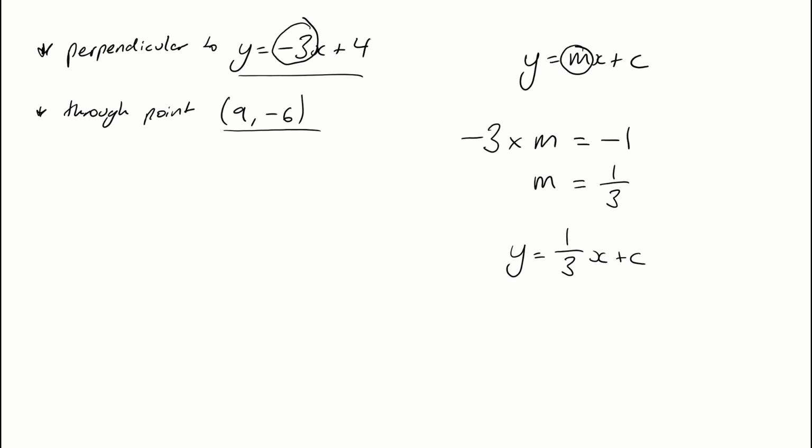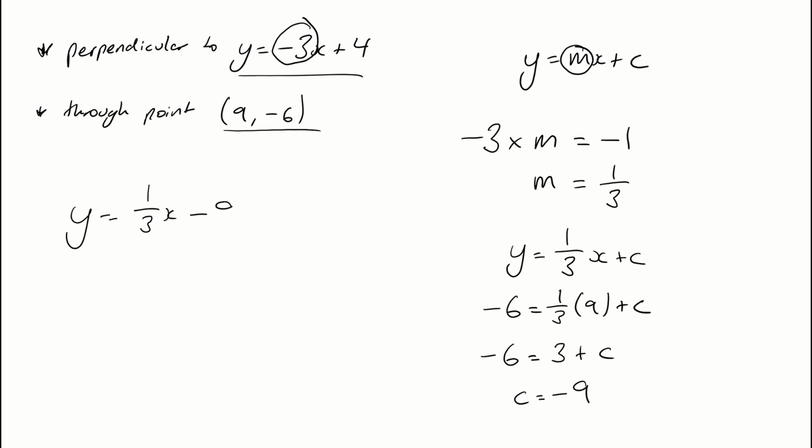So we can substitute that point in. -6 is equal to 1/3 times 9 plus c. Okay, so we can solve this equation. 1/3 times 9 is just 3, so c would have to be -9 in this case. So we get that the equation of the perpendicular line would be 1/3x take 9. Okay, and that could sometimes be written as x on 3 minus 9. So that would be the equation of the linear line, which is perpendicular to that line there, and it goes through that point.